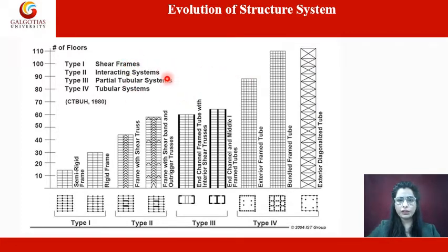Here you can see the evolution of structure system, which is divided into 4 types: shear frame, interacting system, partially tubular systems and tubular system. Further, these are divided into subcategories. Type 1 is divided into 2 categories, semi-rigid frame and rigid frame. Type 2 is divided into frame with shear truss and frame with shear band and outrigger trusses. Third is divided into end channel frame tube with interior shear truss, end channel and middle frame tubes. And the fourth is divided into 3 parts: exterior frame tube, bundle frame tube and exterior diagonalized tube. So this is the evolution of structure system. You can clearly see the difference between the types of structure systems for tall building.